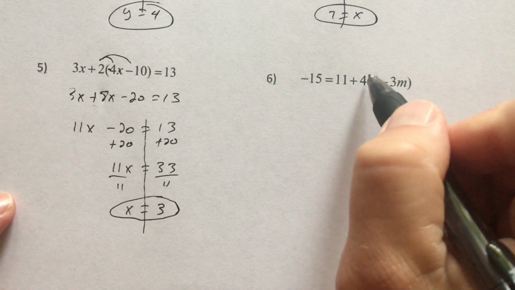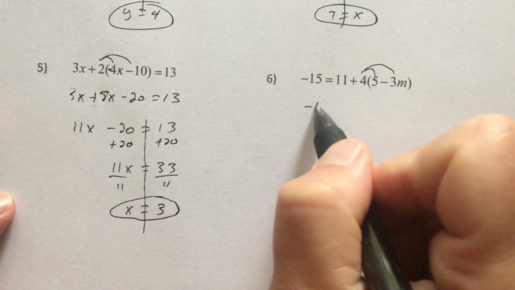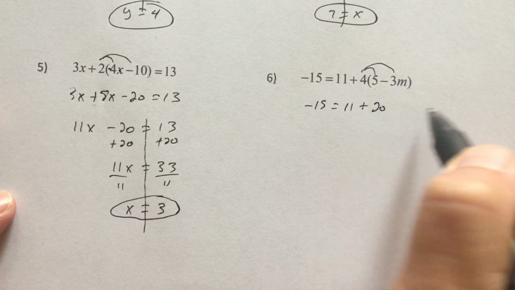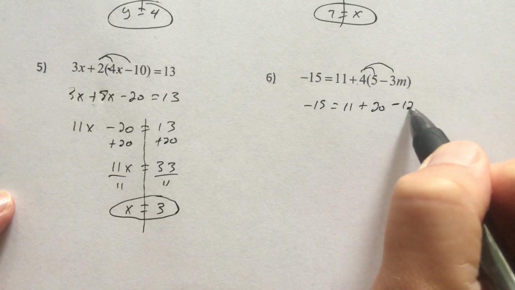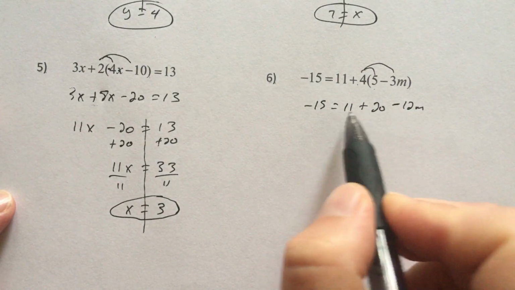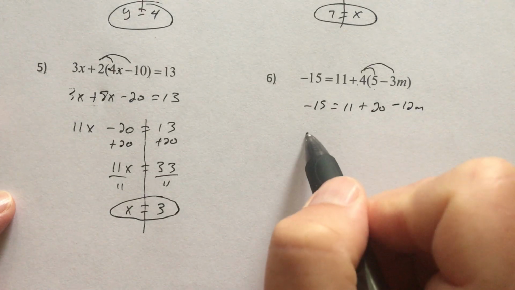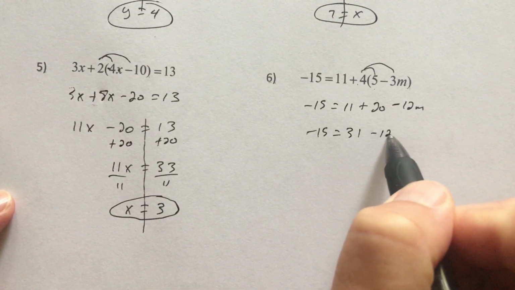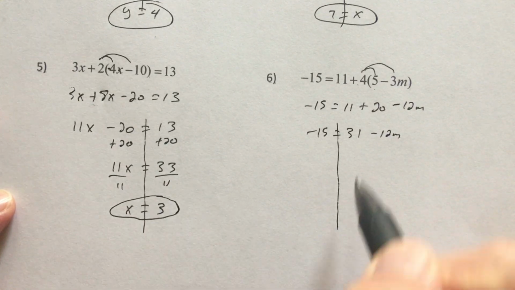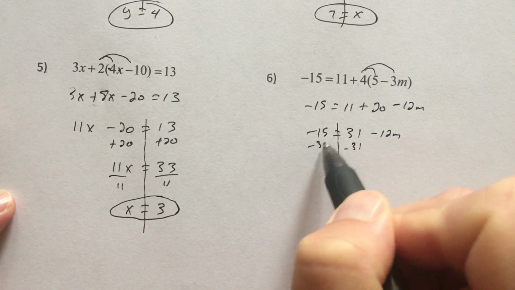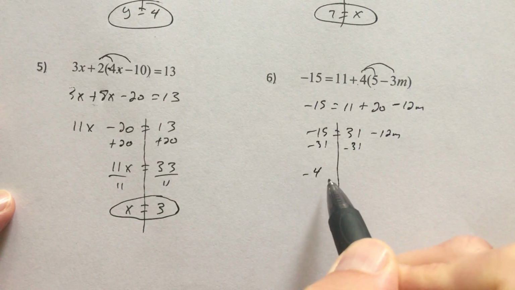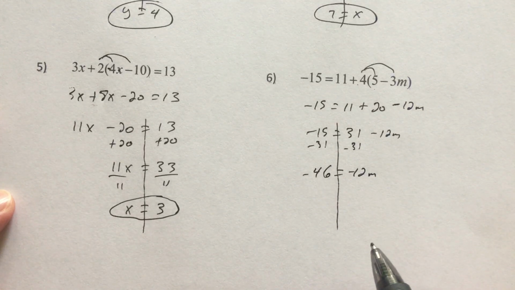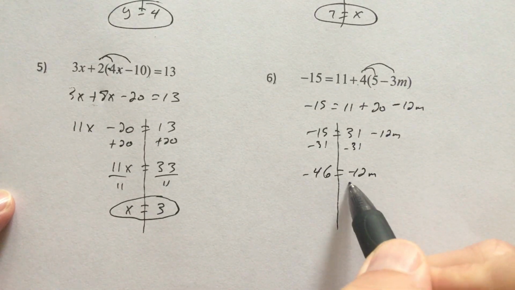Same thing over here. We're going to distribute first. So negative 15 equals 11 plus 4 times 5 is 20. 4 times negative 3 is negative 12, right? Then this time, I'm going to put these numbers together. So I'm going to have 11 plus 20, that's 31. All right. Now I can subtract 31. That gives me negative 46 equals negative 12m. All right. And then we'll divide by negative 12.